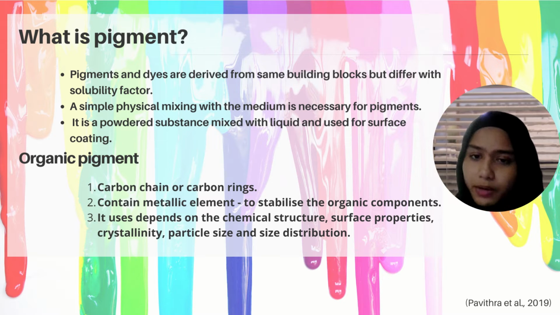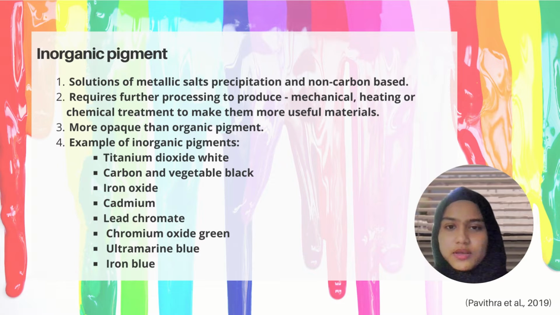Next, I will talk about organic pigments. Organic pigment is actually based on the carbon chain of rings that contain a metallic element and helps to keep the components stable. Their chemical structure, surface properties, crystallinity, particle size, and also size distribution will affect how well it performs.